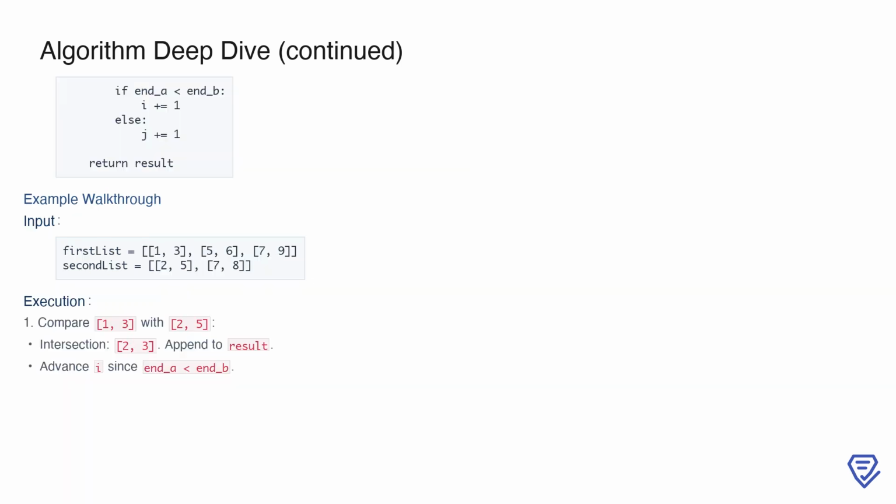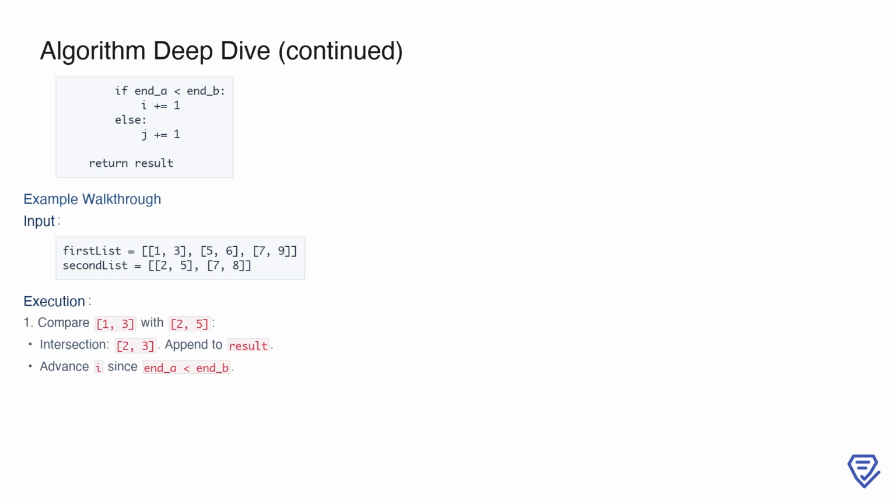The implementation begins by initializing the pointers i and j to 0 and creating an empty result list. While both pointers are within the bounds of their respective lists, we retrieve the current intervals from each list. We calculate the start and end of the potential intersection, and if the start is less than or equal to the end, we append the intersection to the result list.